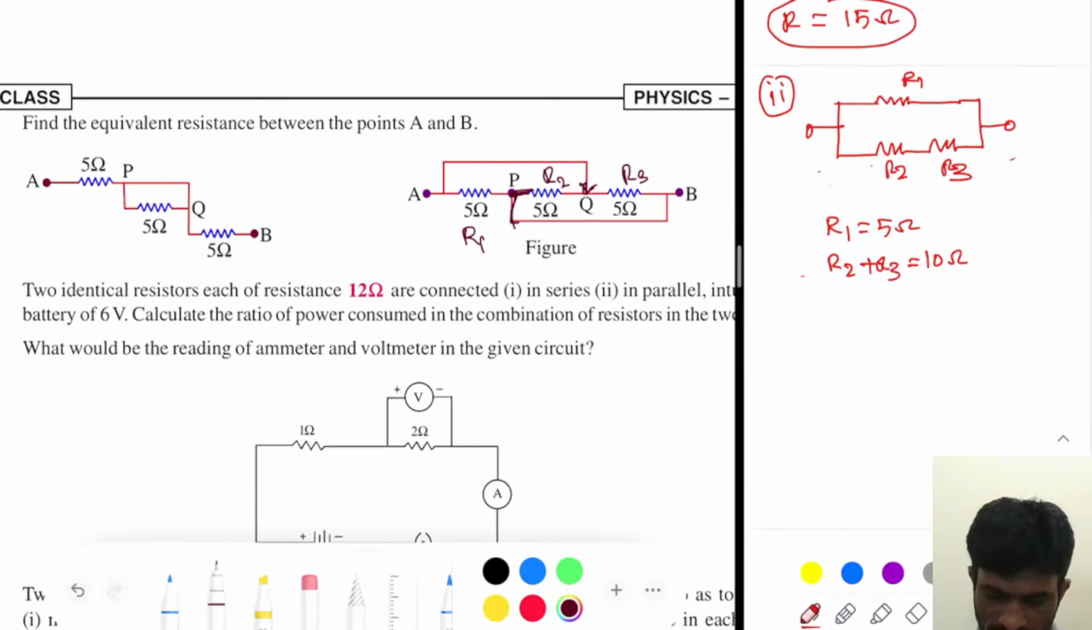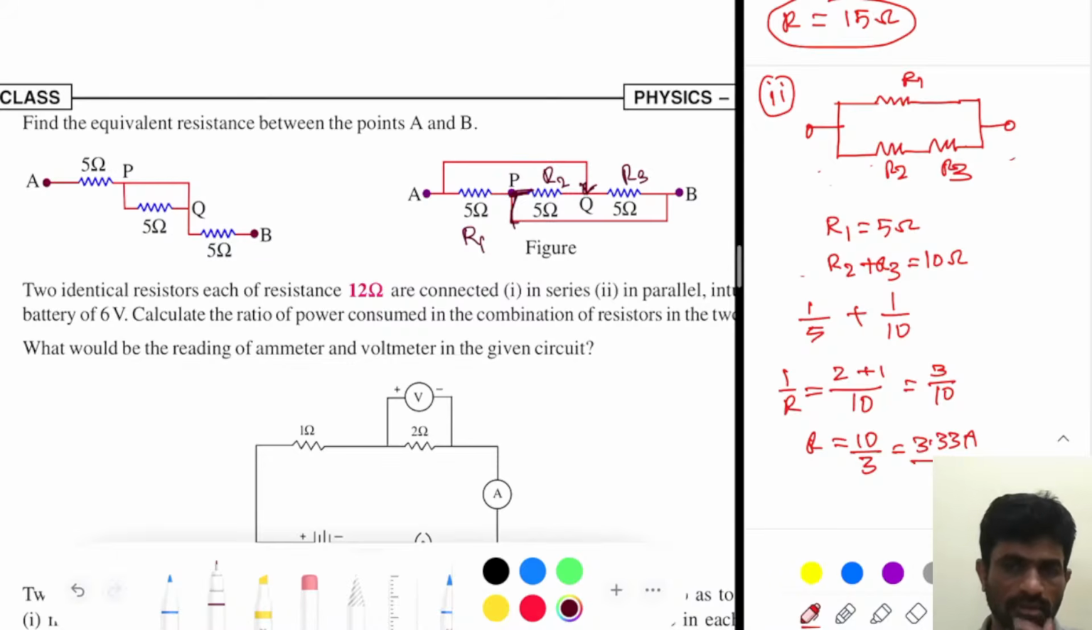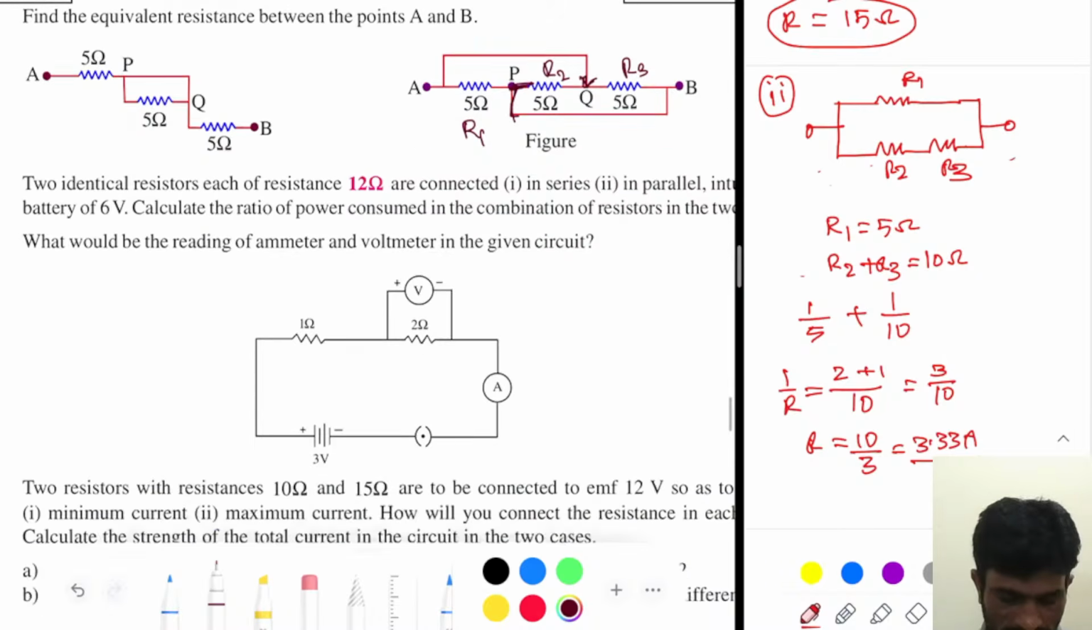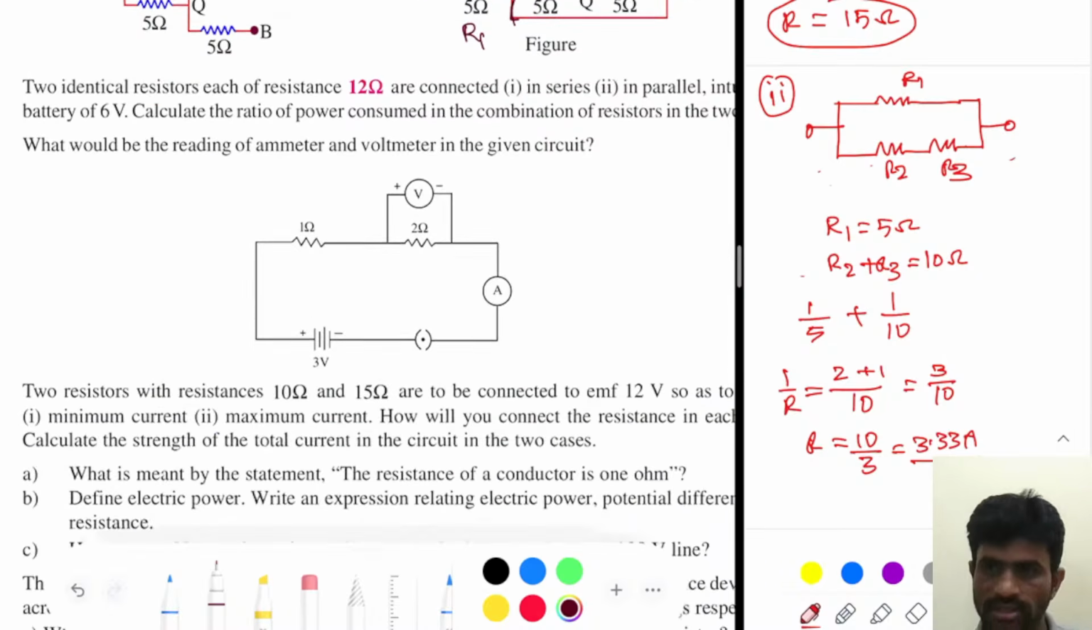Now, overall resistance will be, because they both are in parallel, 1 by 5 plus 1 by 10, then the result is going to be 2 plus 1 by 10, which is 3 by 10, and this is what 1 by R, and what is R? 10 by 3, which is 3.33 ohms approximately. You have to redraw that figure and then find out what it is.